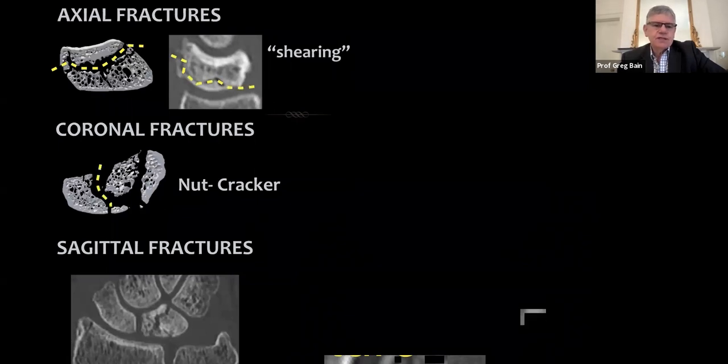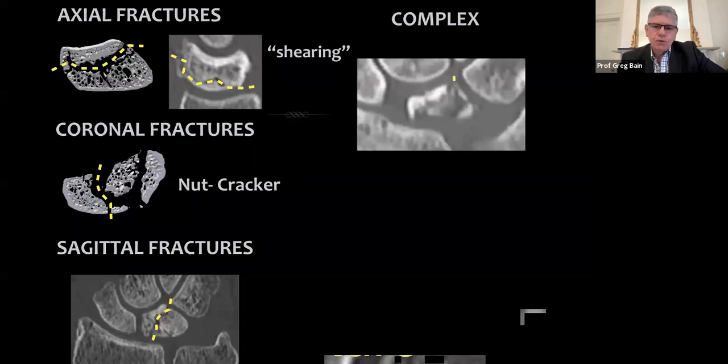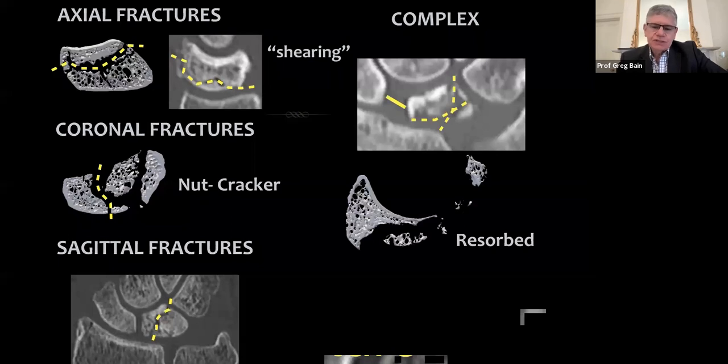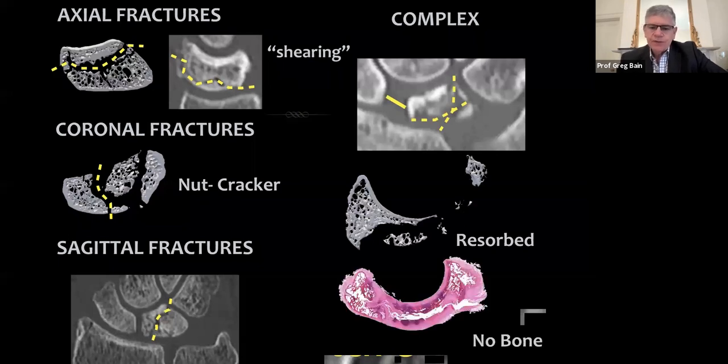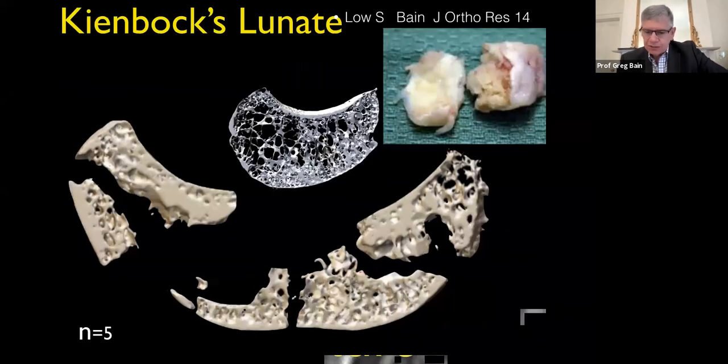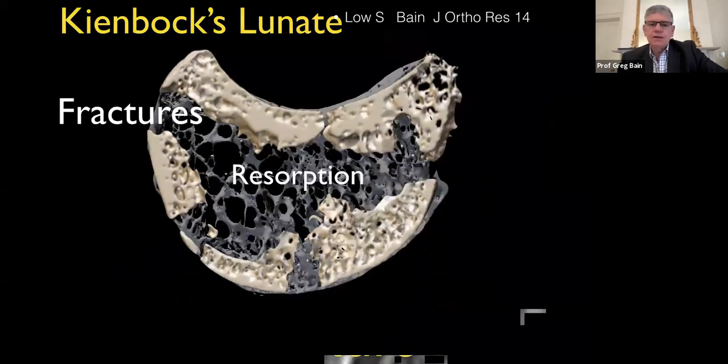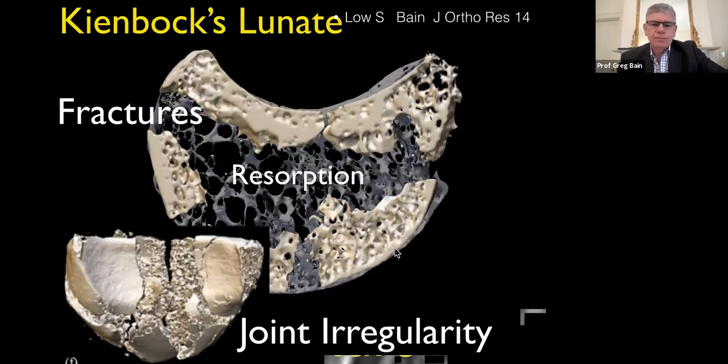But really, we've noticed that there's quite a number of different types of fractures that we see. And obviously, in more complex cases, there may be fractures in all sorts of planes. And interestingly, we see a reabsorption of the bone. And in some cases, like this proximal row carpectomy lunate that we've done, we can see there's basically no bone in there at all. And so there's quite a spectrum of cases that we see with the different types of fractures.